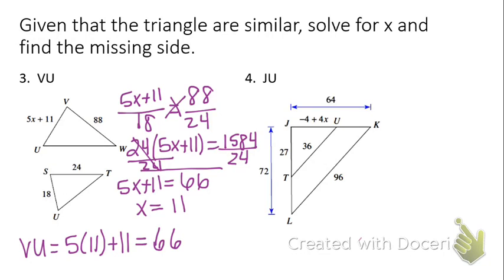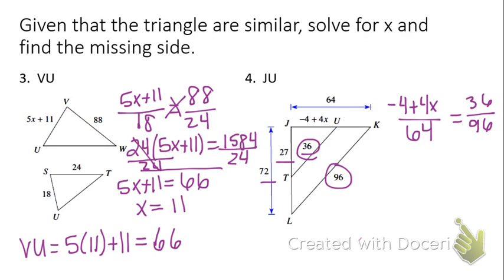Okay, so this next one we know a whole bunch of different stuff. The one we really care about, of course, is the one with the x. So we can say negative 4 plus 4x matches with 64. And then it doesn't matter if you use the bases or this other side over here. You're still going to get the same answer. So I'm going to say 36 over 96. But again, you could do 27 over 72 and have the same answer. So we cross multiply. And 36 times 64 is 2304. I'm running out of room here.